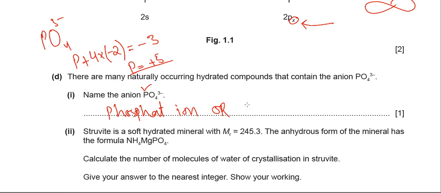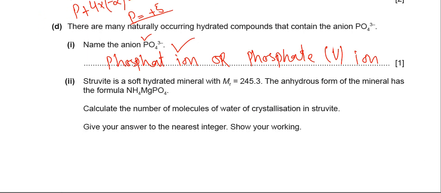So if we write the name as phosphate(V) ion, that will be more perfect. And if you just write phosphate ion, it will be good as well, so you will get the marks. Proceeding.